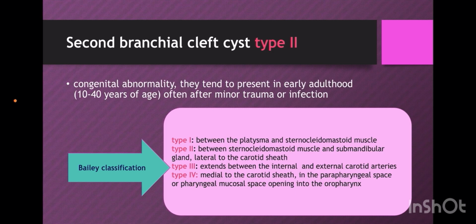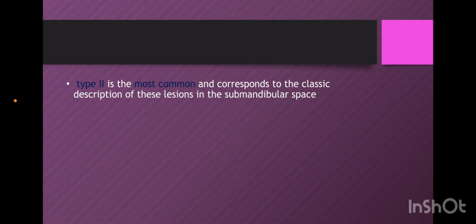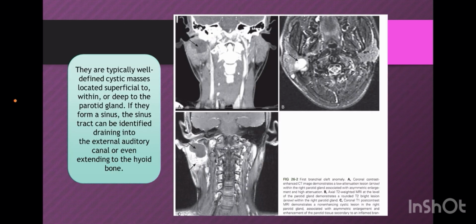According to the Bailey classification, second branchial cleft cysts are divided into four subgroups. Type 1 is between the platysma and sternocleidomastoid muscle. Type 2, like in this case, is between the sternocleidomastoid muscle, submandibular gland, and lateral to the carotid sheath. Type 3 usually shows a beak sign as it extends between the internal and external carotid arteries, and type 4 is medial to the carotid sheath in the parapharyngeal space. As we can see in this scan, type 2 is the most common type.